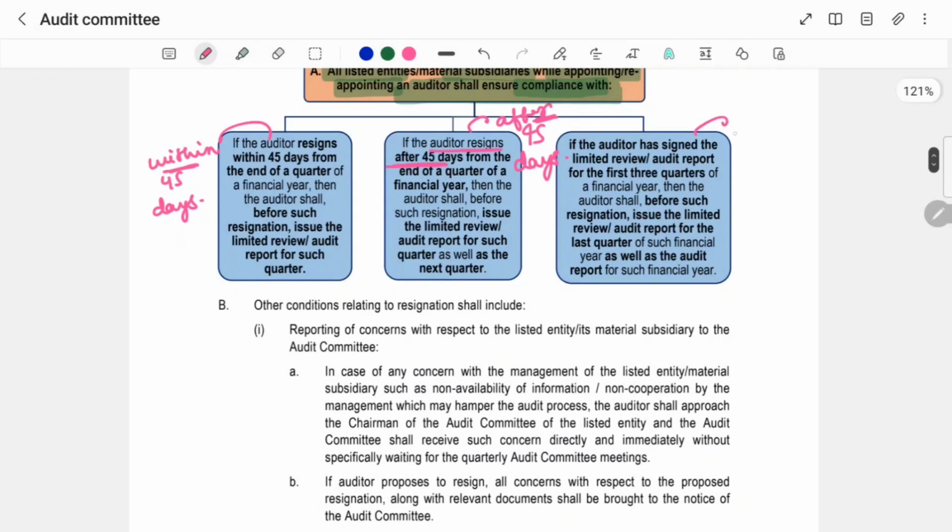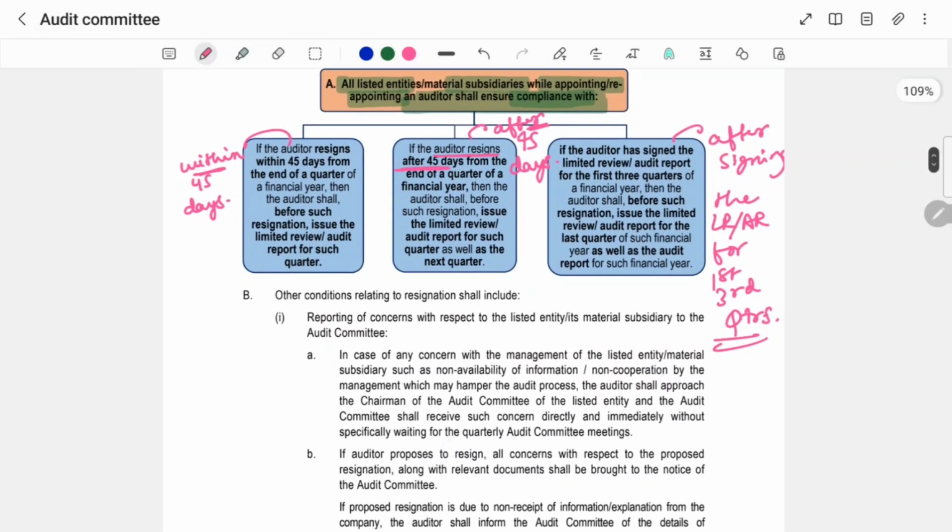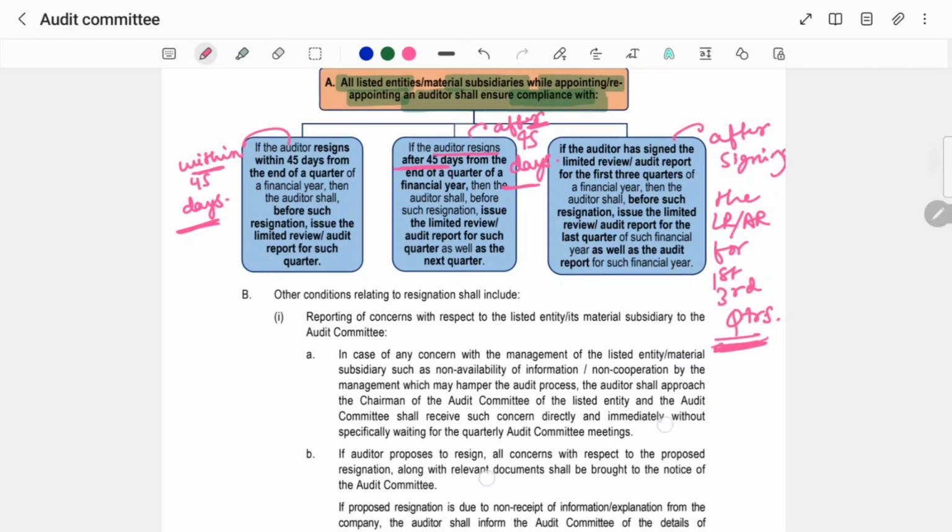Then is if the auditor has resigned after signing the limited review or audit report for first 3 quarters. Okay, so there are 3 cases. What if within 45 days? What if after 45 days? What if after signing the limited review or audit report for first 3 quarters?